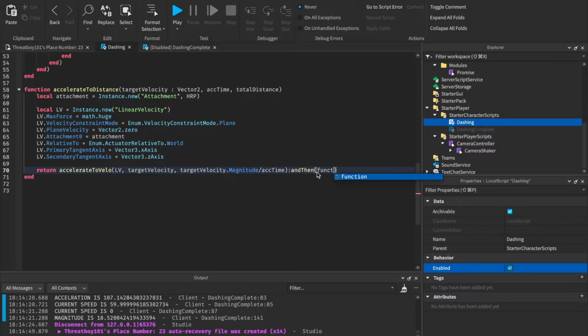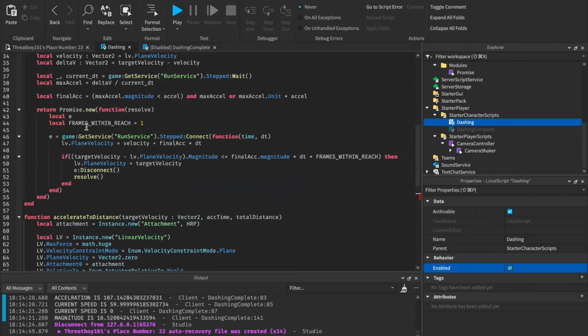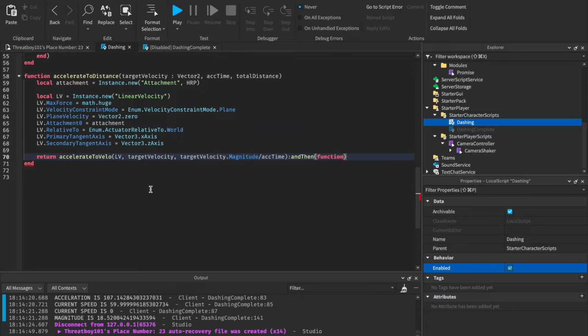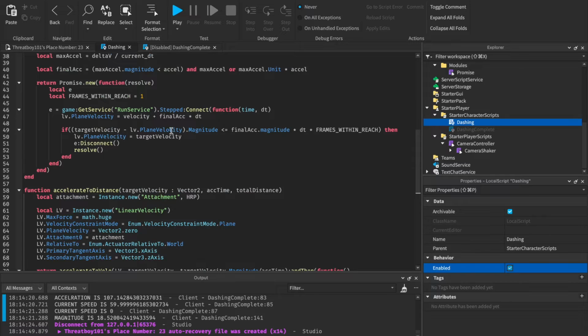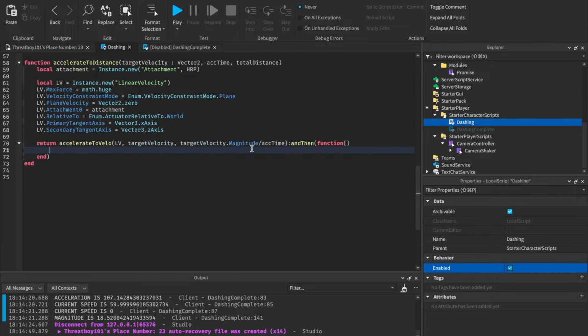And then, remember, the accelerate function returns a promise that resolves. And once that resolves, we want to call back to this function right here, and it resolves when we reach the target velocity. So we will enter this once we've reached the target velocity. And this is where we will decelerate the character to 0. So from target velocity back down to 0.